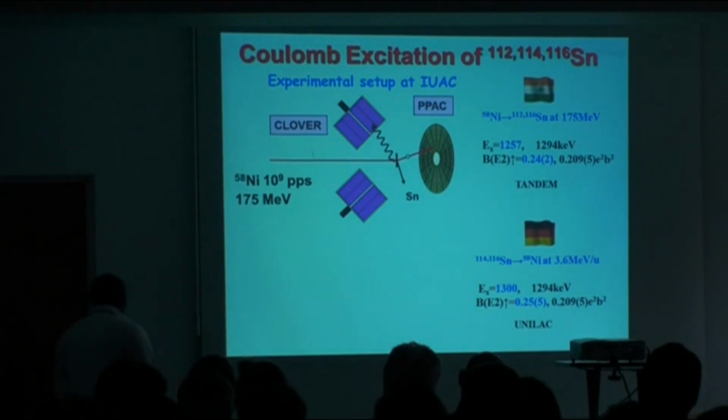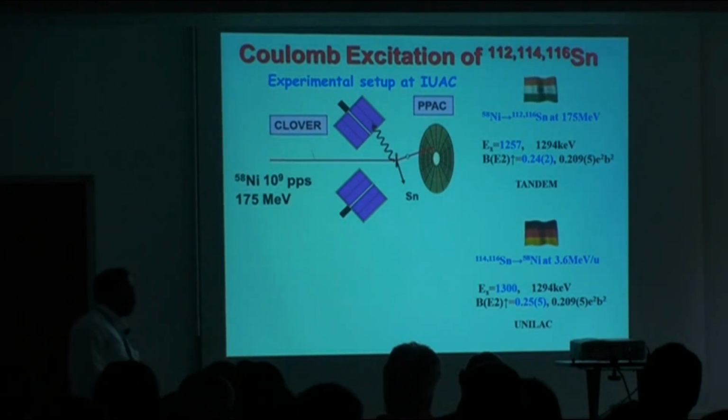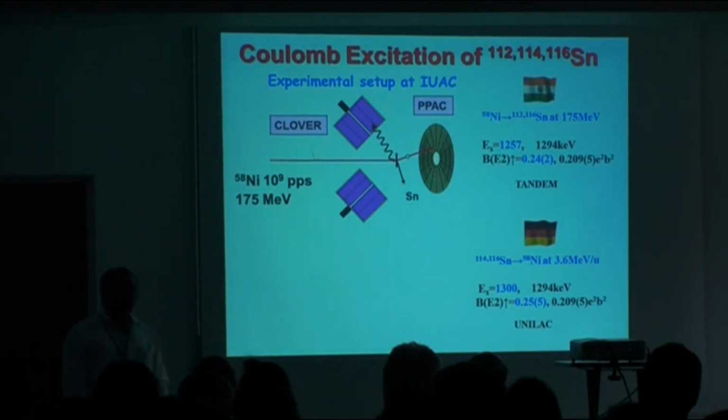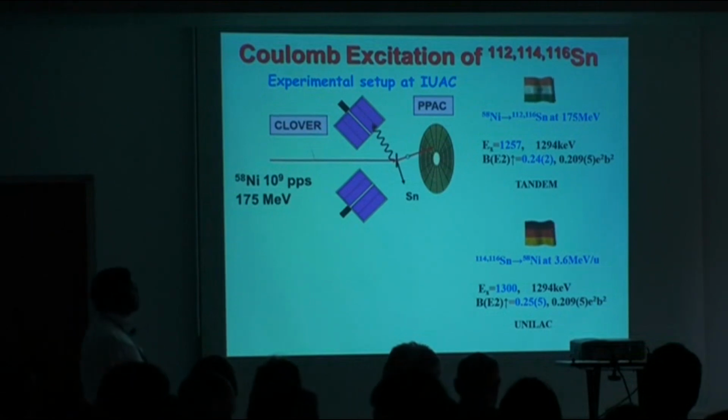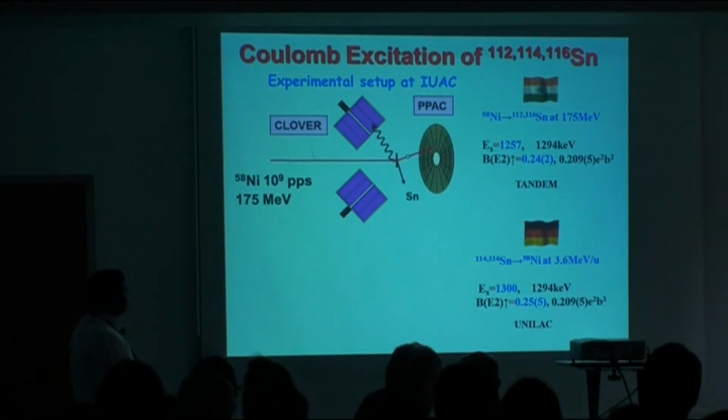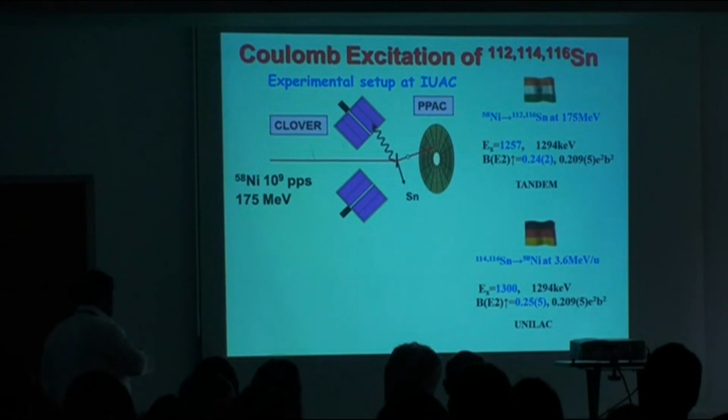So there were two experiments which were performed. One at IUAC New Delhi, on 112 tin, and another one at GSI, on 114 tin. This is a typical setup for the experiment which was performed at my home institute, the Inter-University Accelerator Center, New Delhi. We have taken a 58 nickel beam of energy 175 MeV. In the backward direction, we had germanium clover detectors. This is our target, and in the forward direction, we have the parallel plate counter.